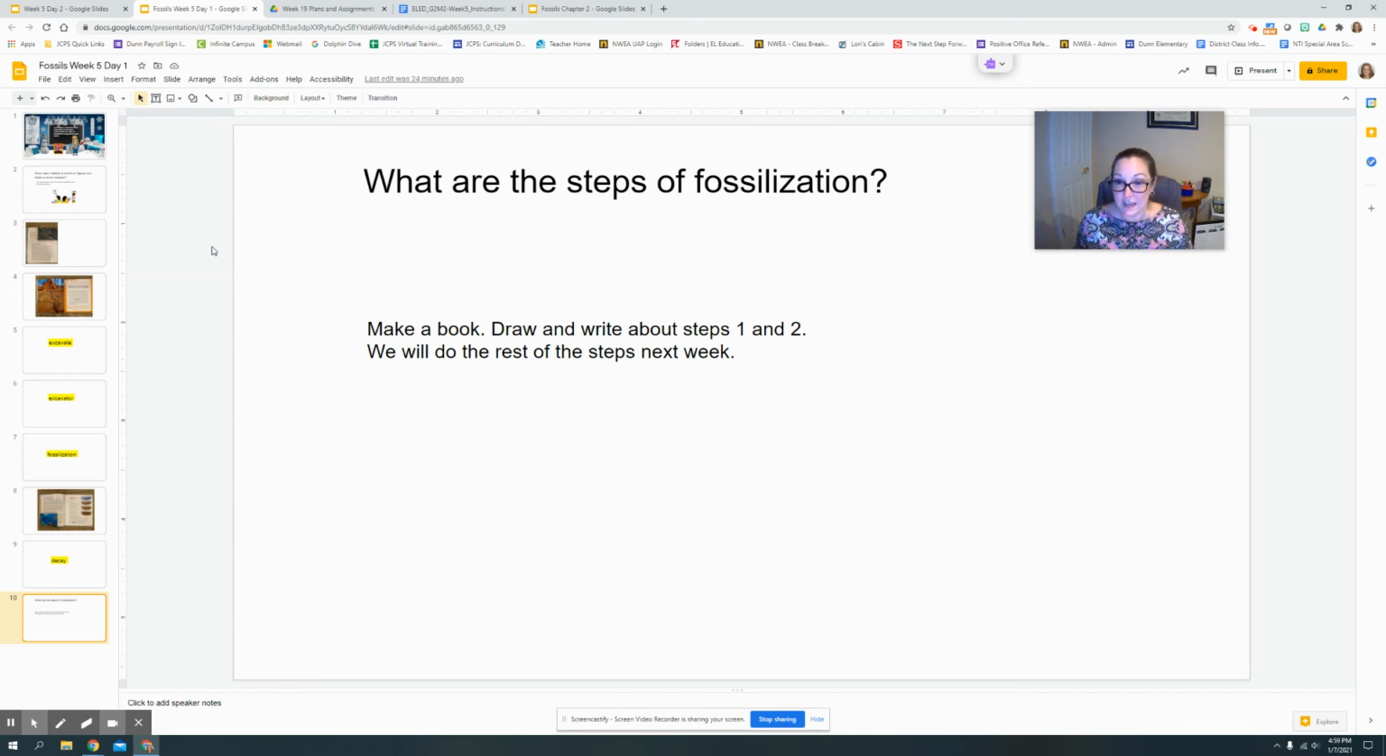When you get done, I don't need to see every page of your book because all you have now is your front cover and your steps 1 and 2. I just need you to open your book to steps 1 and 2 and take a picture for me of your steps 1 and step 2 page. It may all fit on just one picture. Okay?